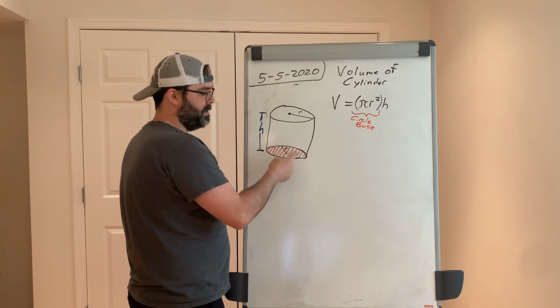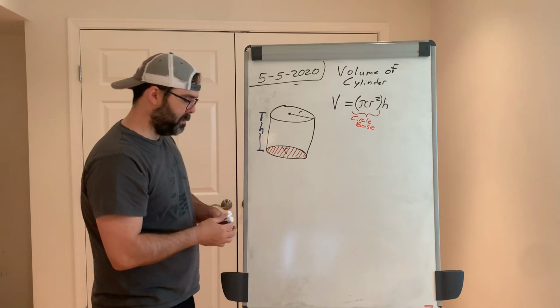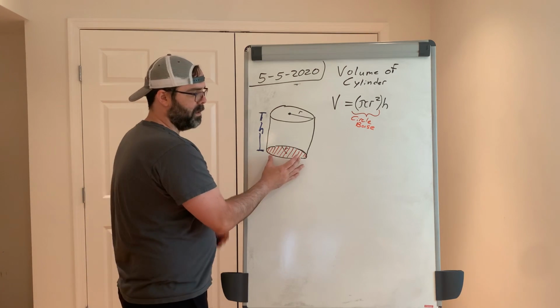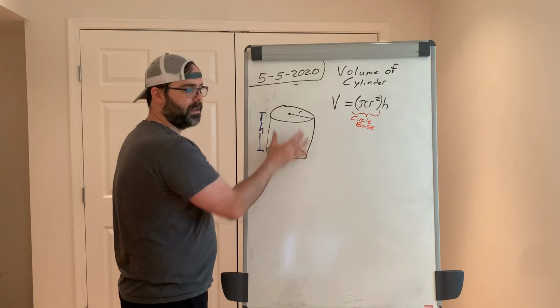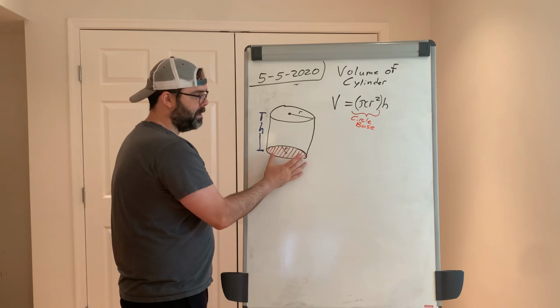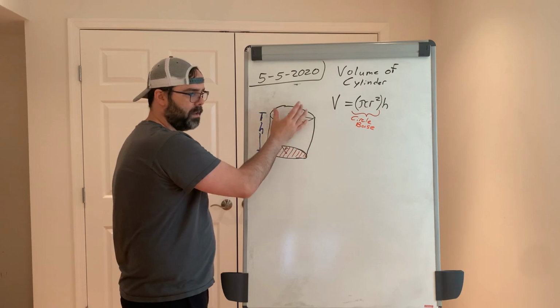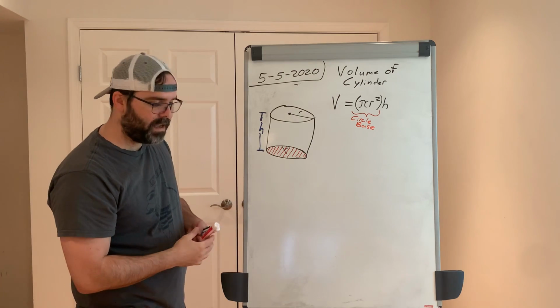All right. So when we're using this formula, know that this portion of the formula is actually the area of this base here. So what we're doing is we're finding the area of the base, and then we are multiplying it times its height. So we're finding the area of this base, and then we are multiplying it by its height. So think of it like a stack of coins.